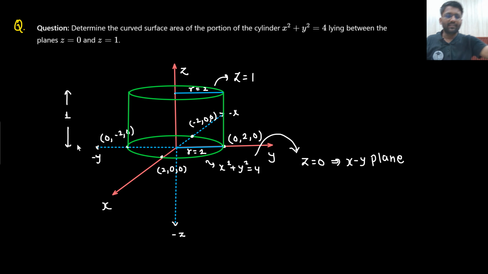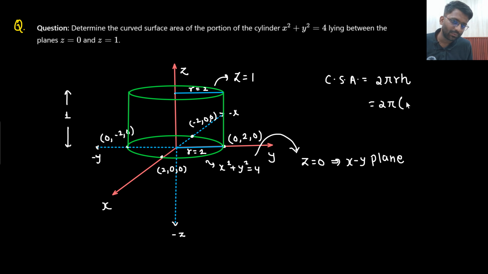Basically, this is the cylinder. So this curved surface area I need to find. Do you remember the curved surface area? In class 9th we used to find out curved surface area. For the cylinder it used to be 2 pi r h. So 2 pi into r, radius is 2, and height is 1. So 4 pi unit square will be the answer.